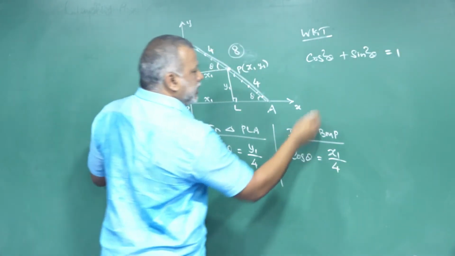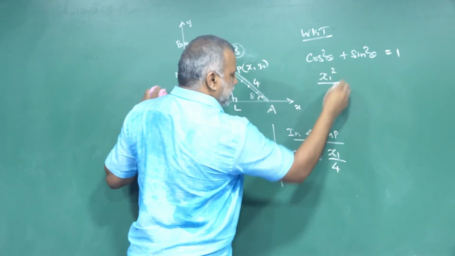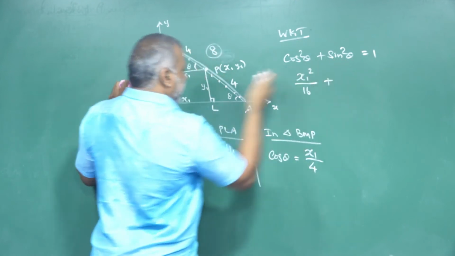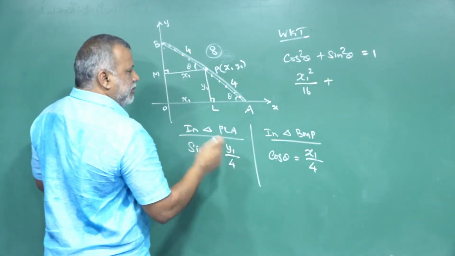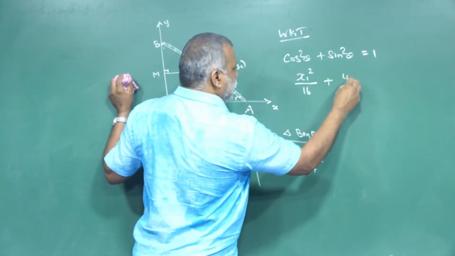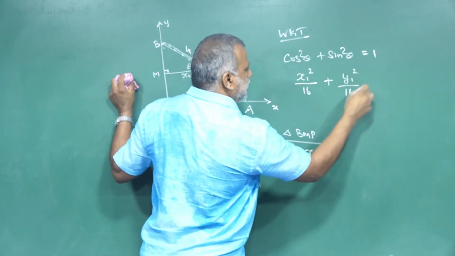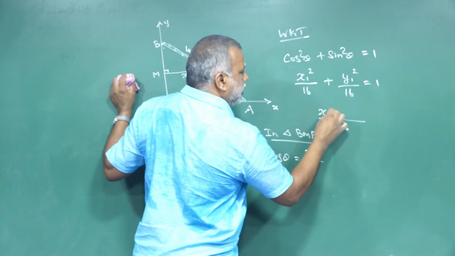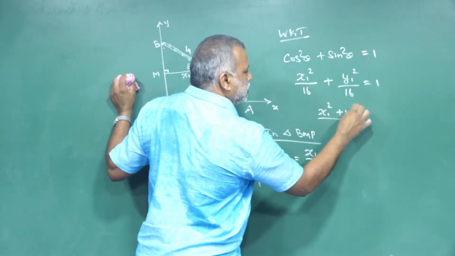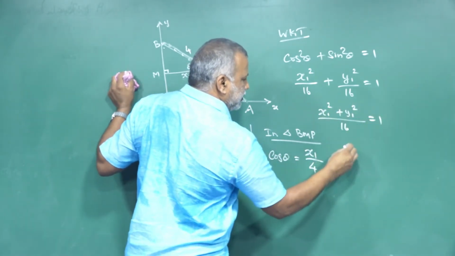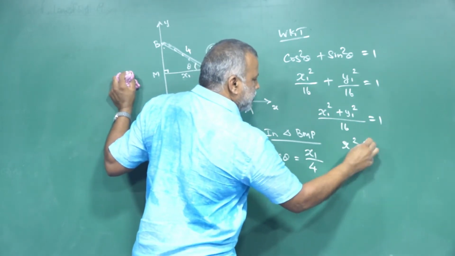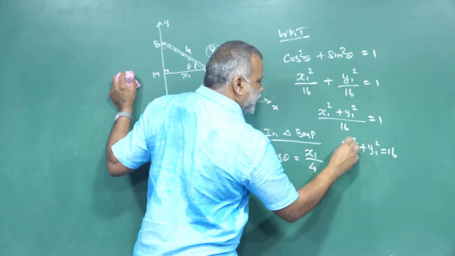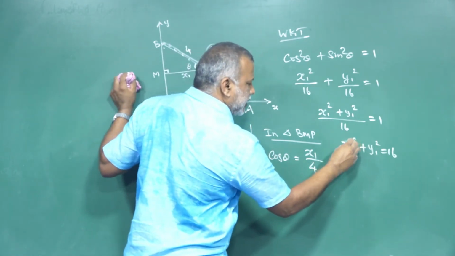Here cos theta must be x1 divided by 4, squared, so x1 squared by 16. Plus here sin theta is y1 divided by 4. Therefore we can get y1 squared by 16 is equal to 1. 16 is considered to be a common value. Therefore x1 squared plus y1 squared over 16 equal to 1. Cross multiply, we get x1 squared plus y1 squared equal to 16.